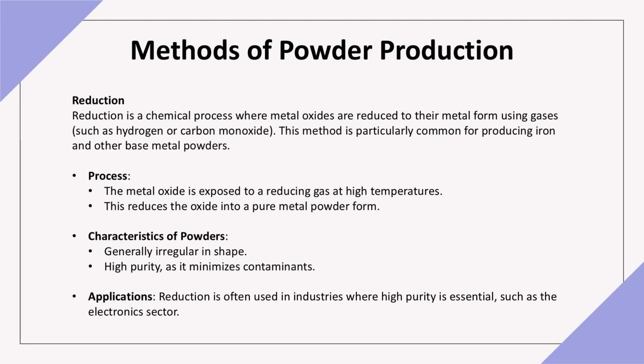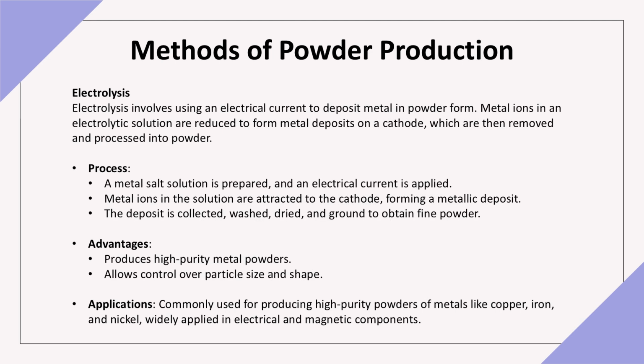Reduction is a chemical method where metal oxides are converted into metal powder using reducing gases like hydrogen. This process produces high-purity, irregular-shaped particles, often used in industries where purity is crucial, such as electronics. Electrolysis produces fine, high-purity powders, commonly for metals like copper, iron, and nickel. By depositing metal ions onto a cathode in an electrolytic solution, electrolysis provides excellent control over particle size and shape, making it essential for electrical and magnetic components requiring precise material properties.